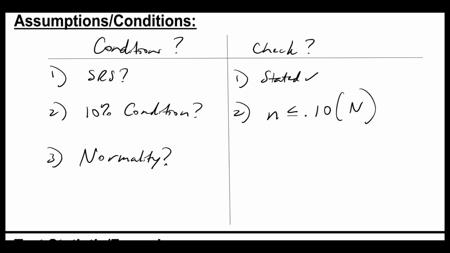We know little n is 450. 10% of big N. Do we have a number for big N? So what do we put? All vaccinated people. There you go. All vaxxed people.